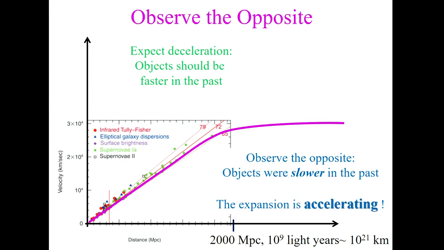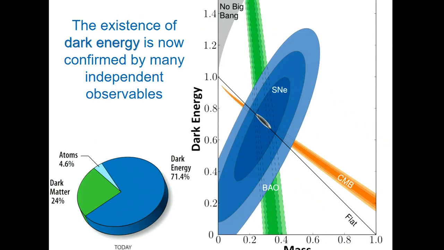The objects were slower, actually, in the past, which means that the expansion of the universe is more rapid today, which means that the expansion of the universe is actually accelerating. And so that corresponds to the second phase of accelerated expansion in the history of our universe. Of course, the scales involved during this new phase of accelerating expansion are much smaller than what happened during the period of inflation, and we'll go through that.